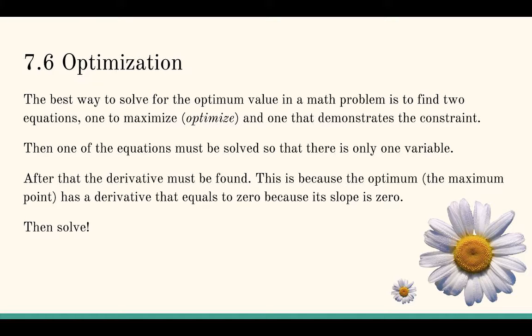This is because the optimum or the maximum point, which is kind of like the local maximum, has a derivative that equals 0 because its slope is 0, as we saw previously, because the maximum can't increase anymore and it can't decrease. Then all you have to do is solve.